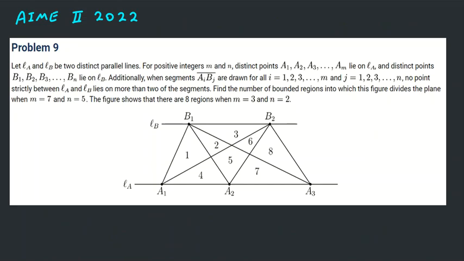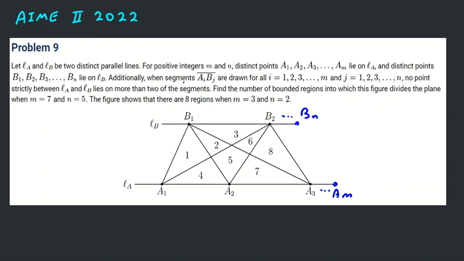Our AIME problem. Let's read the problem and see what it is. It says: let LA, LB be two distinct parallel lines. For positive integers m and n, distinct points A1, A2, A3 up to AM lie on LA, and distinct points B1, B2, B3 up to Bn lie on LB.